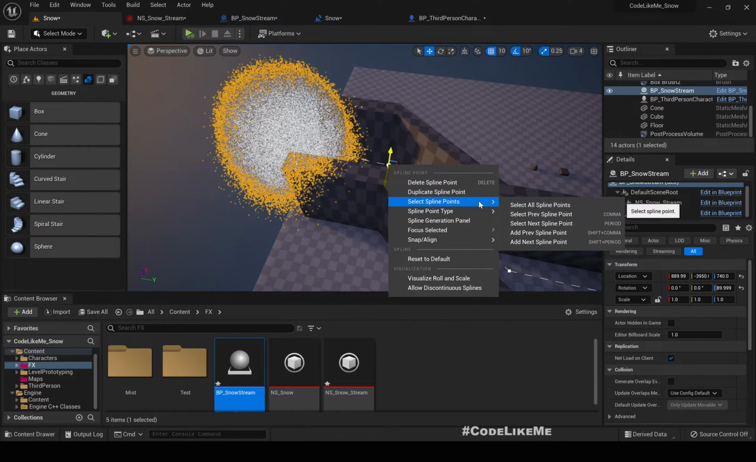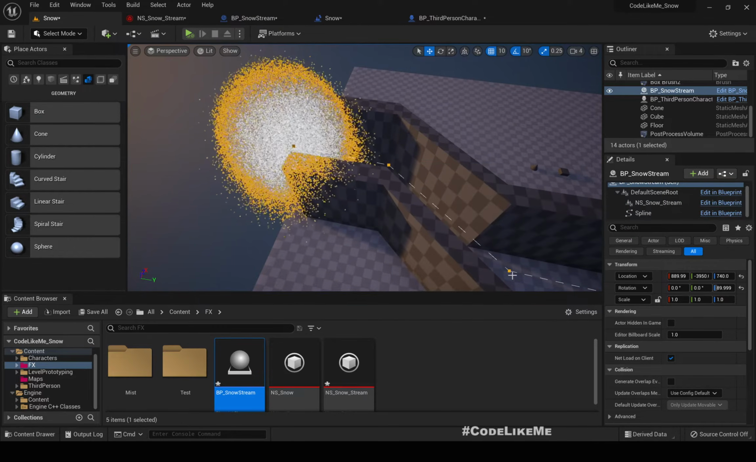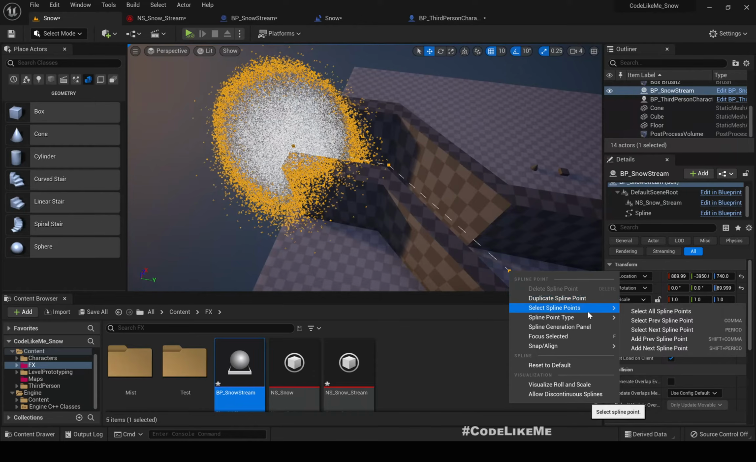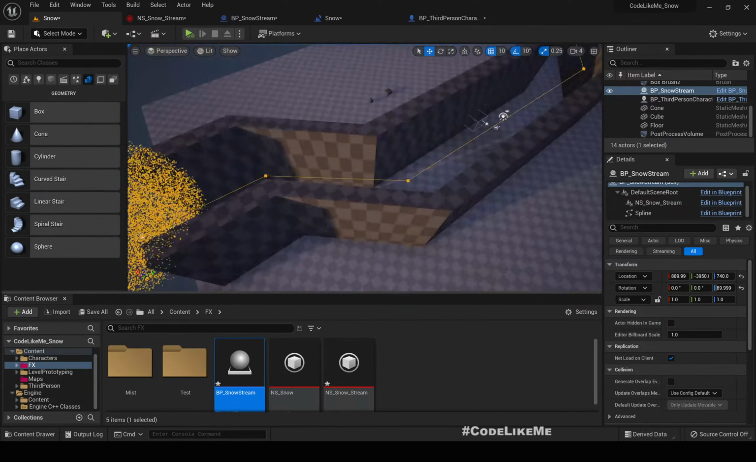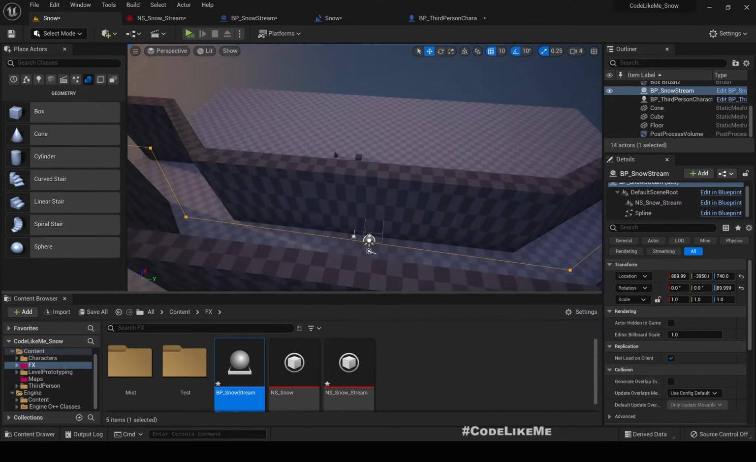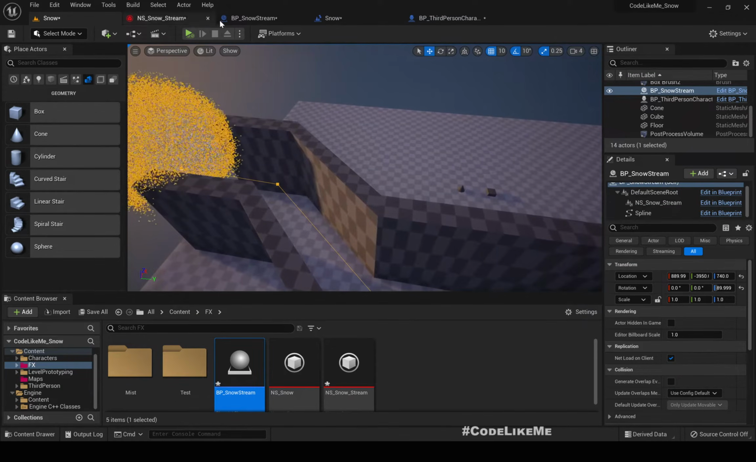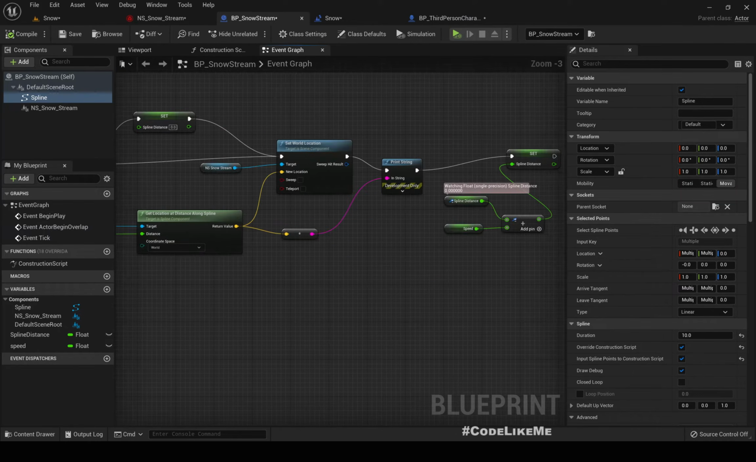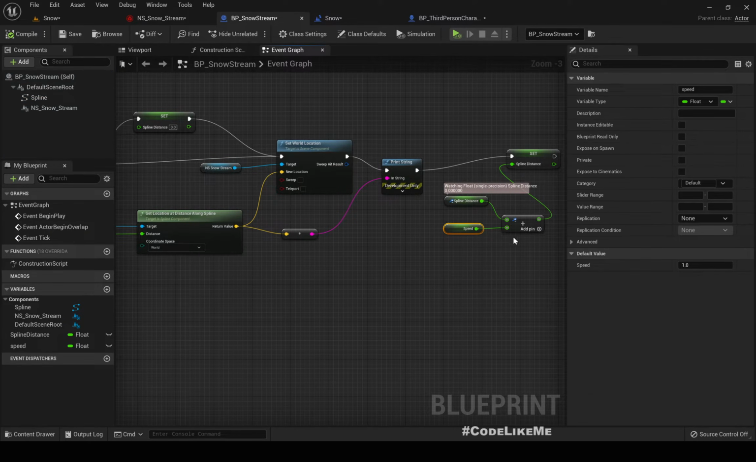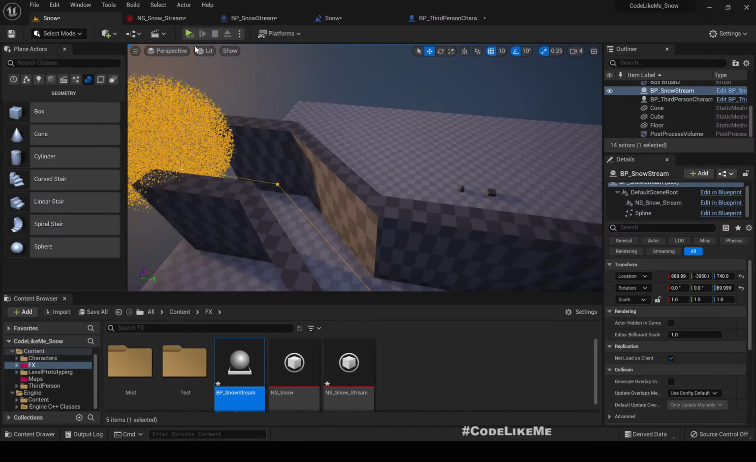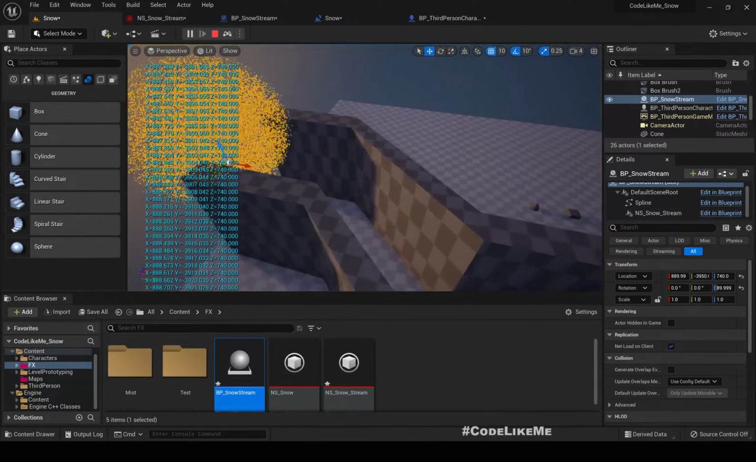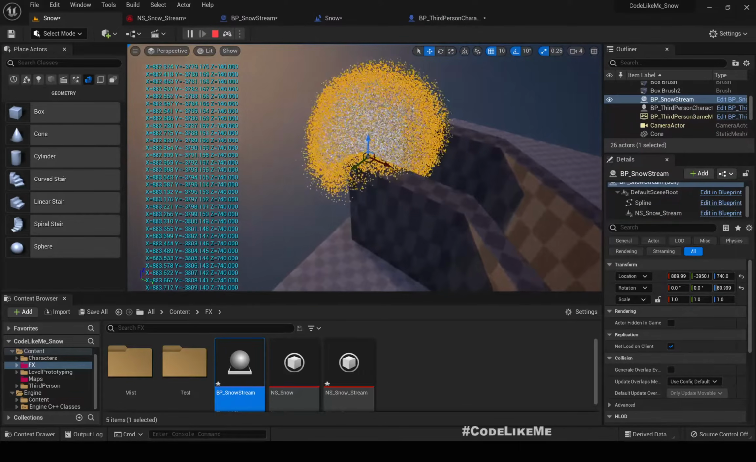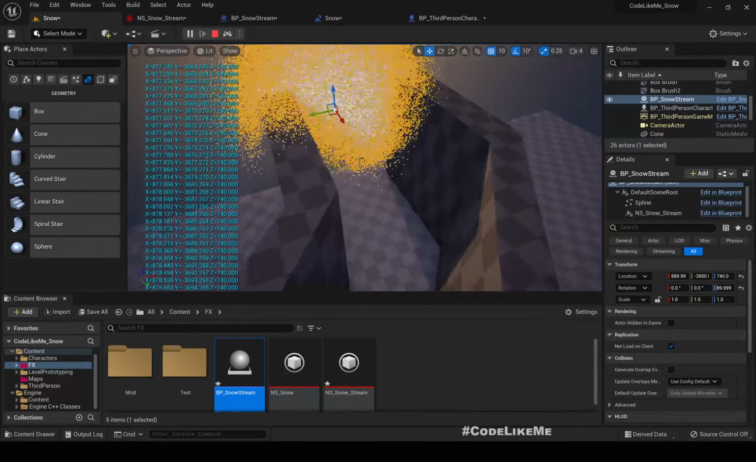Let's select all spline points and convert it to linear. Okay, now we have a constant line rather than a dashed line. This is the code. Speed is 1. Okay, let's try. Alright, now it is moving, it seems.